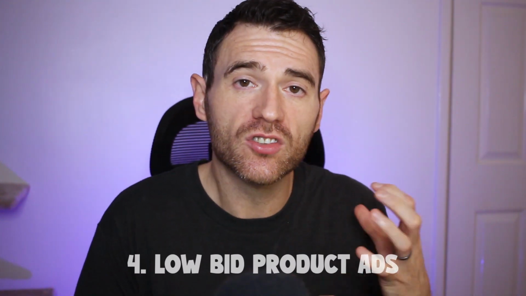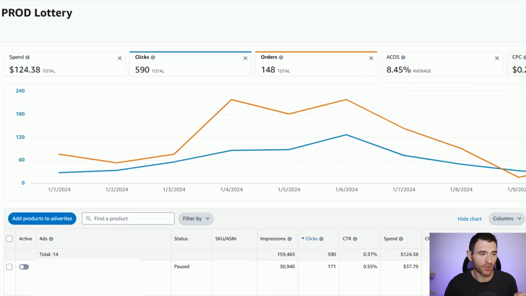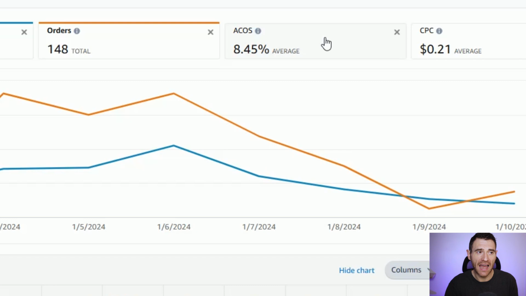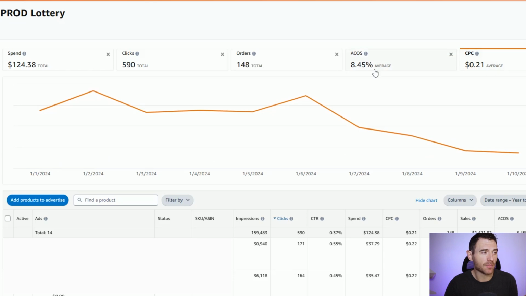Tip number 4 is considering some low bid product ads. So here's one that I'm running for multiple puzzle books. And you can see that the average cost per click across the year is 21 cents, which is pretty low. And because it's converting well, my ACoS on this ad is actually only 8.45%. And then if I look at the cost per click, I've actually brought it down across the year as well. At the beginning of the year, it was around 23 cents. And then recently, it's gone down to 18 and 17 cents. And so what I found, these lower bid product ads can be really useful to help you generate ongoing sales.